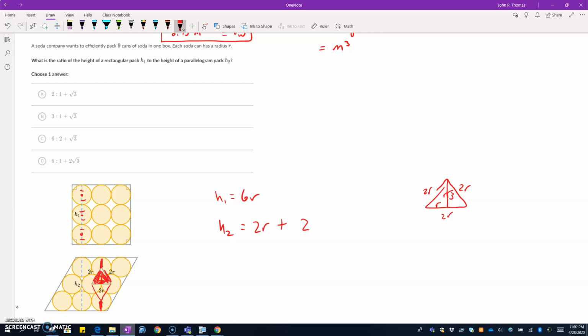r root 3. So if I think about the height of that triangle, the height of that triangle is r root 3. So we have a height of r root 3, and the base is 2r. But we're just trying to find the height of this, so we're actually not going to worry about that base. So I'm going to bring this back over, and I've got H2 equals 2r plus 2 of these heights of this triangle, so 2 times r root 3.